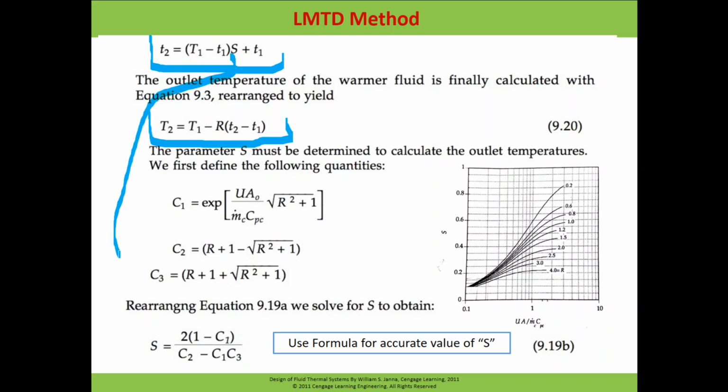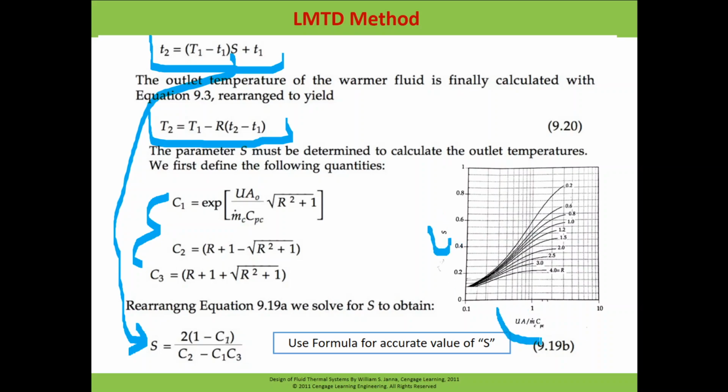So what is S? S is a parameter, and we define this parameter in this way: S equals 2 multiplied by 1 minus C1 divided by C2 minus C1 and C3, and C1, C2, C3 are defined here in this way. So to find S, we need to use this expression, and the other way is that you can use the chart and find the value of S from this chart.